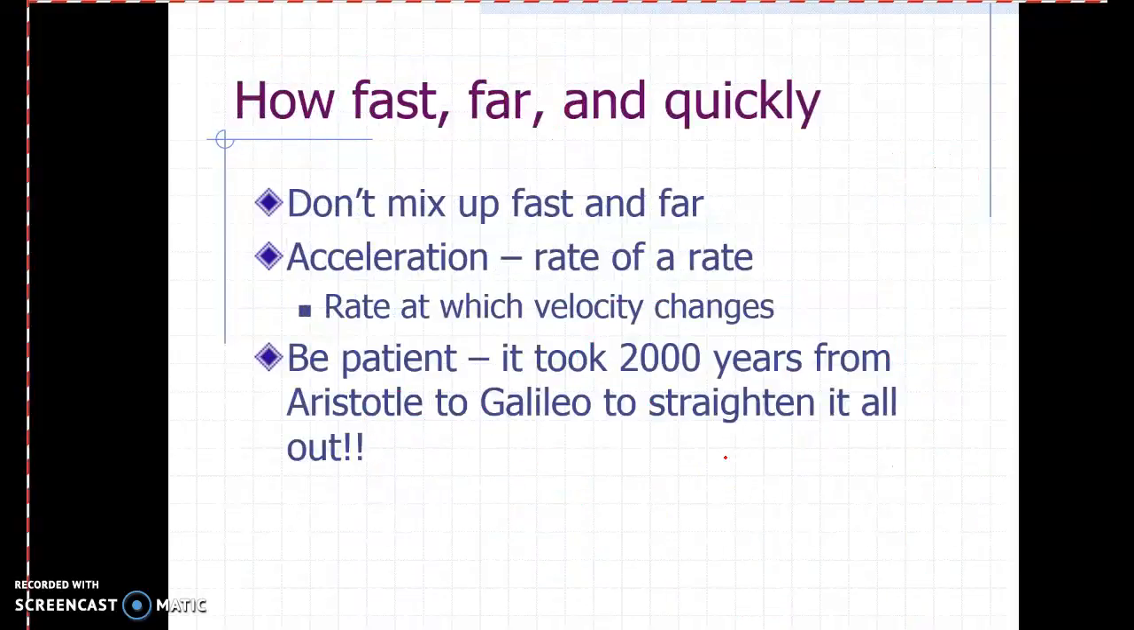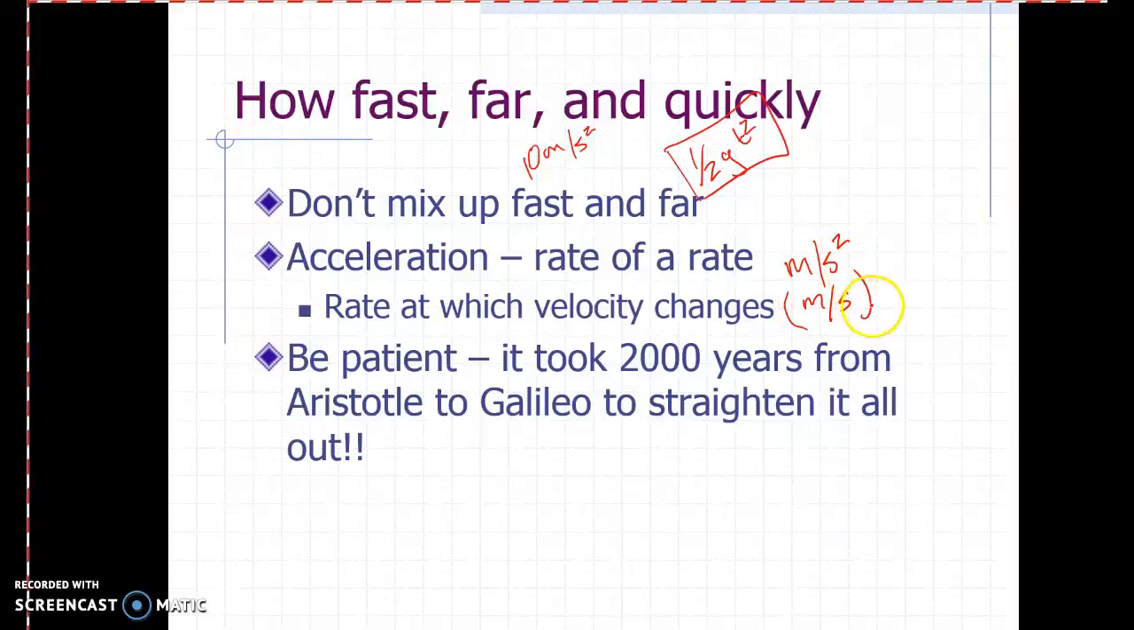Okay. Don't mix up how fast and how far. Remember, how fast is always 10 meters per second squared. Okay. How far is 1/2 gravity times time squared. Okay. Acceleration is rate of a rate, which means it's meters per second squared. So meters per second every second per second. That's formally what it looks like.